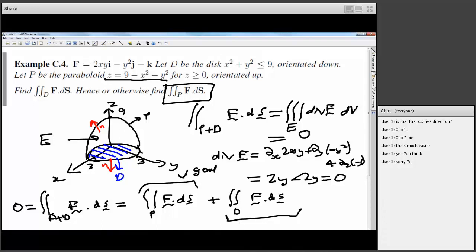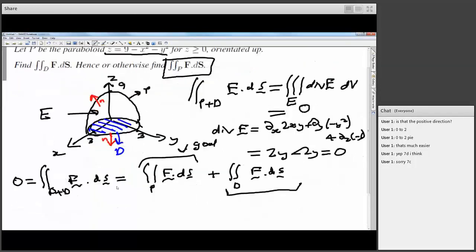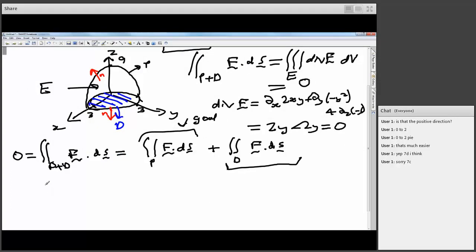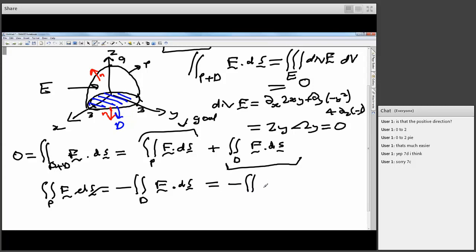Now, we've still to do some work, unfortunately, but doing the flux integral through this disk is easier because I can work out the unit normal much easier. I don't have to put nearly as much effort in that case, and therefore it's certainly going to be an easier problem to do. So the double integral through the paraboloid then is going to be minus the integral down through the disk, and F here is whatever it was before, 2xy minus y squared minus 1.